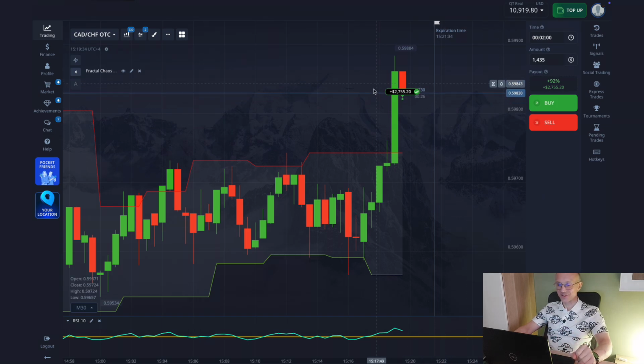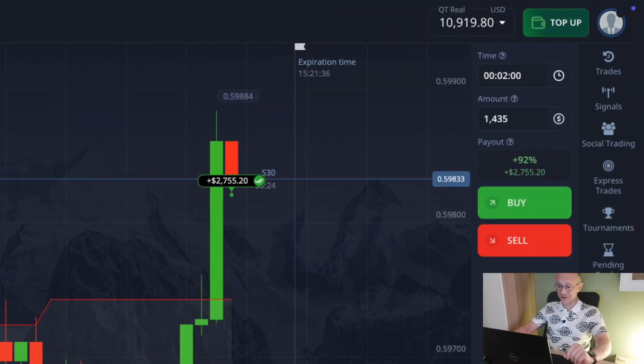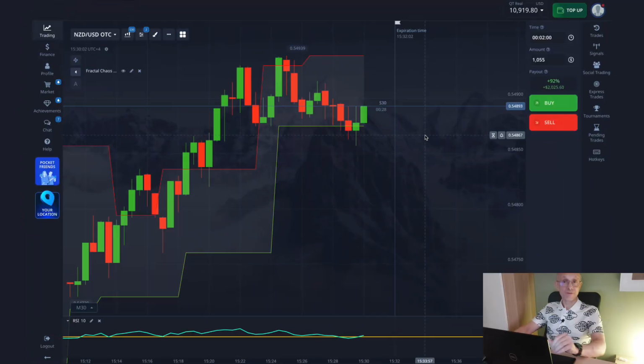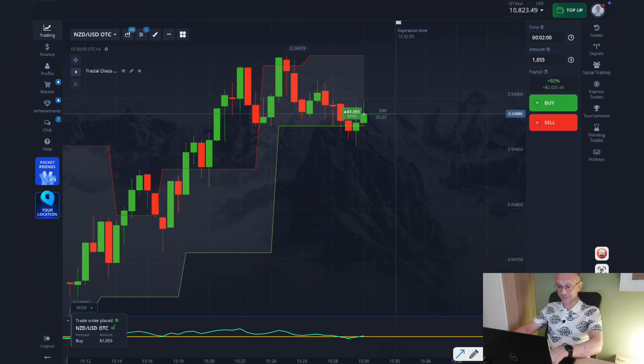And an excellent result, I got $1,320 in profit. My balance is growing and my confidence is increasing with every step. The final opportunity of the day is shaping up to be a powerful one. I'm setting the timer for 2 minutes and opening a long trade for $1,055.